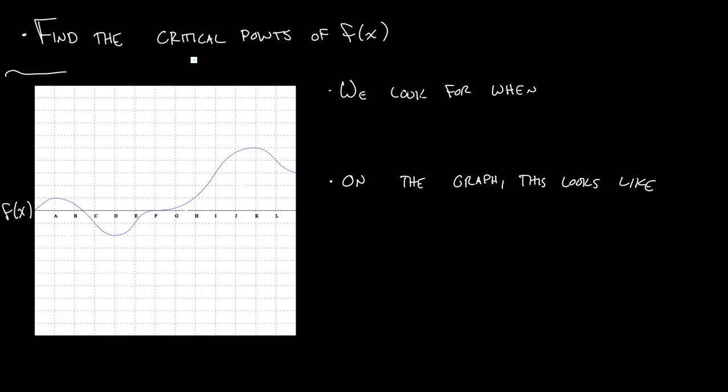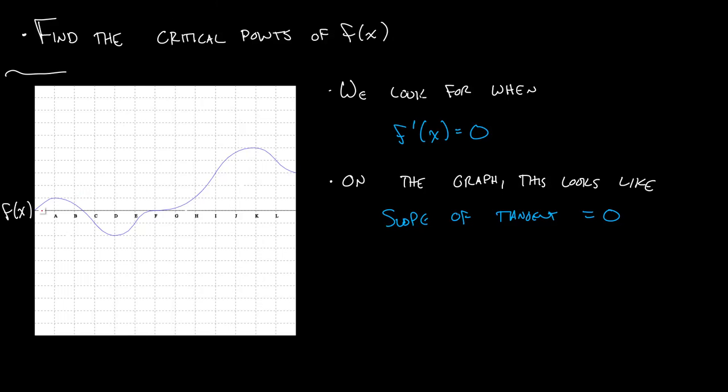Well, the definition of a critical point is that we want f prime of x to be equal to 0, right? And so what does that mean for when we're looking at the graph of f of x? Well, remember that f prime of x really means slope. We want the slope of the tangent line to be 0, right? And so this is going to happen at several different points on this graph.